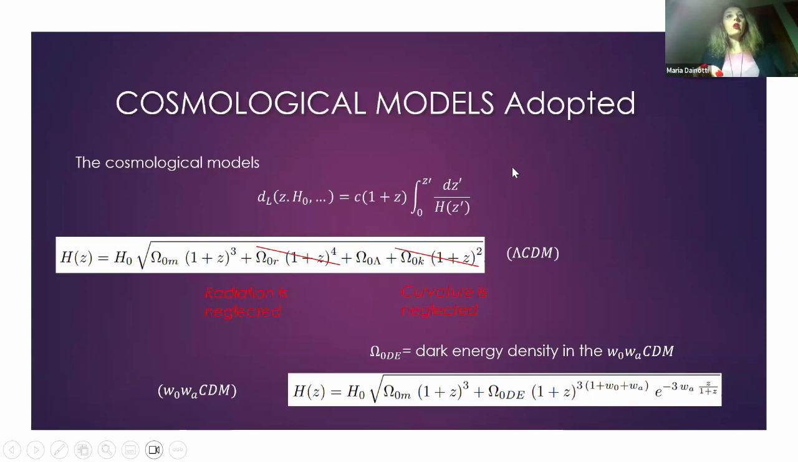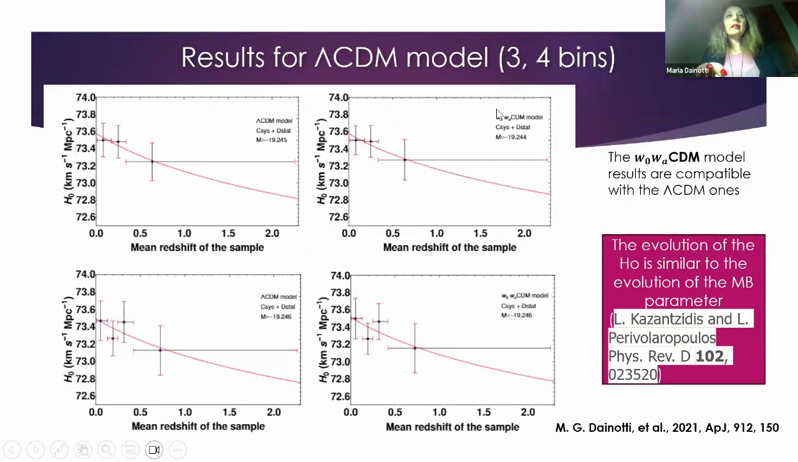Now, what are the cosmological models adopted in this paper? As I already mentioned, here we consider that radiation is neglected and curvature is neglected, so we have the ΛCDM model and also the w0waCDM model, in which we consider that the equation of state parameter is not equal to -1, but can vary. It is a function of the redshift with the parameters w0 and wa, according to this equation. Having said that, we could then show the results that we have for the ΛCDM model for 3 and 4 bins.